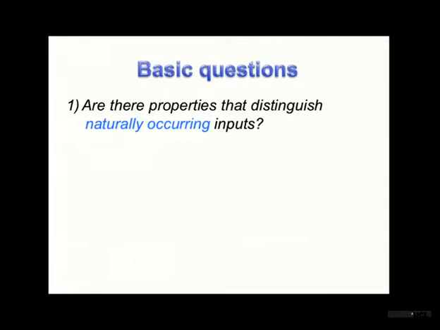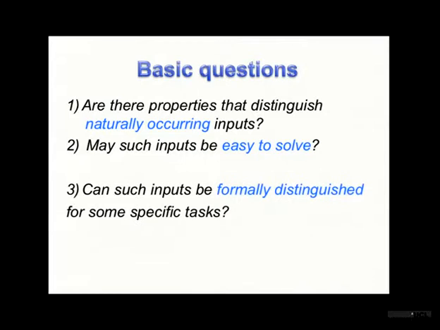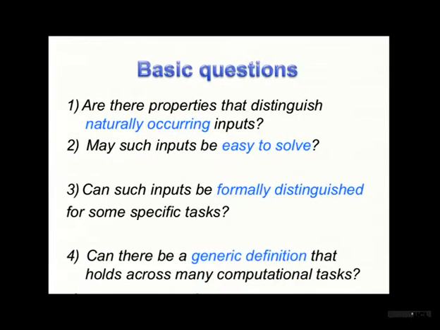So we want some properties that distinguish naturally occurring inputs from the worst case scenarios. And then we want that such inputs will be easy to solve. And we want to formally be able to distinguish this for specific tasks.